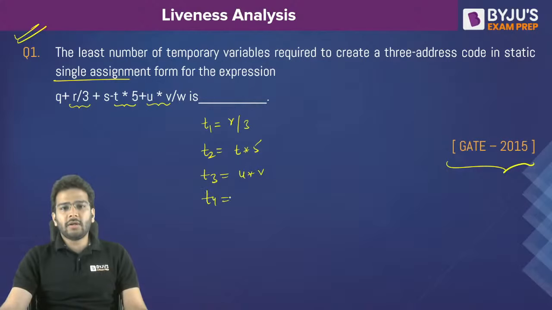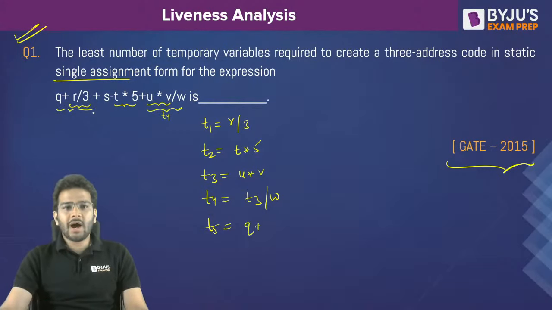And then T4 can contain this U star V, whatever we have, that is T3 divided by W. Then we can have T5. So this is now stored in T4. And now we can perform Q plus R by 3, which we have in T1. So we can write T1 here. So this is now we have in T5. Fine, we can further perform plus S here. So we can take T6 and perform T5 plus S.